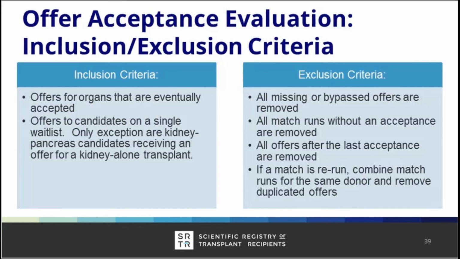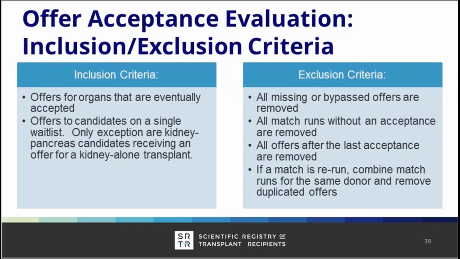For exclusion criteria, we do not consider bypassed offers. So if there was an expedited placement and your candidate was bypassed on the list for whatever reason, we aren't counting that quote unquote against the program. So those are considered offers that you actually never received. We do not look at match runs that don't have an eventual acceptance. So if the organ was discarded or never recovered, those match runs are not considered. All offers after the acceptance are removed.